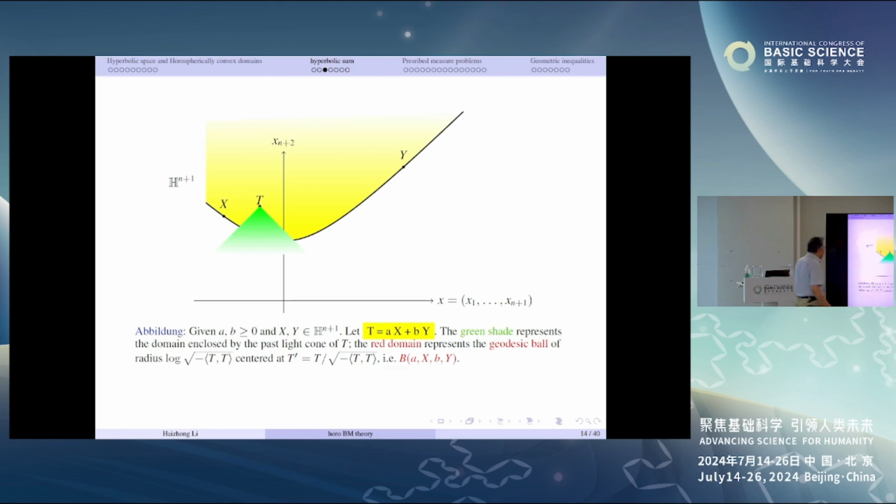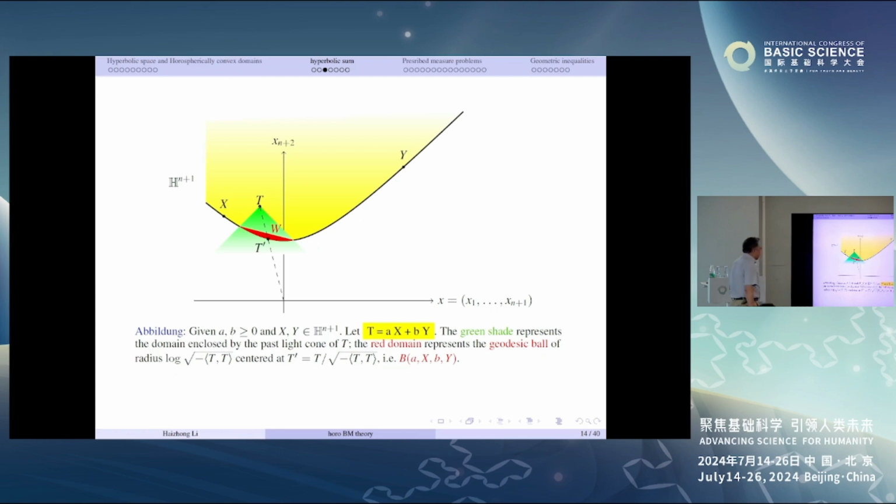Then we draw the green shade. How can we get it? First we take the origin and connect T to the origin. We get one point, T prime. T prime is on the hyperbolic space, because T is inside. Then we can check that because T is timelike, the square root of minus the product of T with itself is a real number. We use this T prime as center and take a geodesic ball. The geodesic ball's radius is the square root of minus T T. The red domain is our geodesic ball.